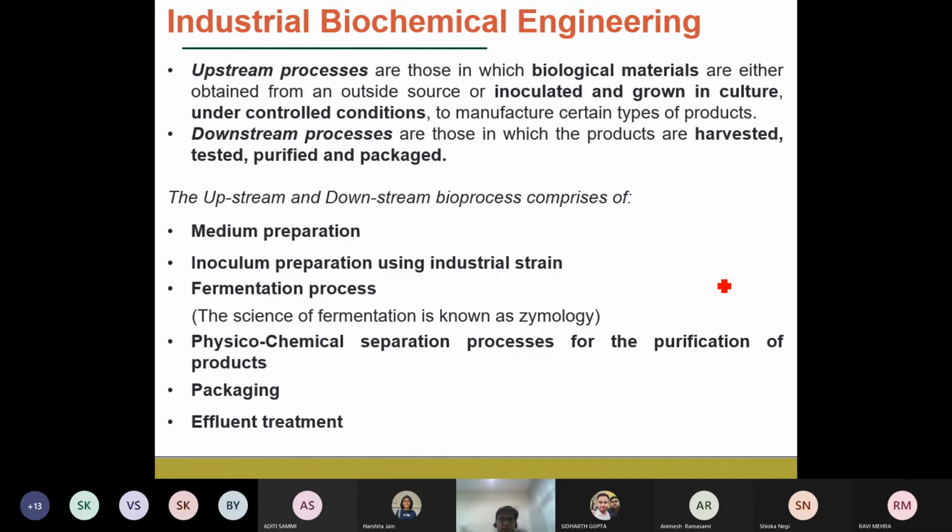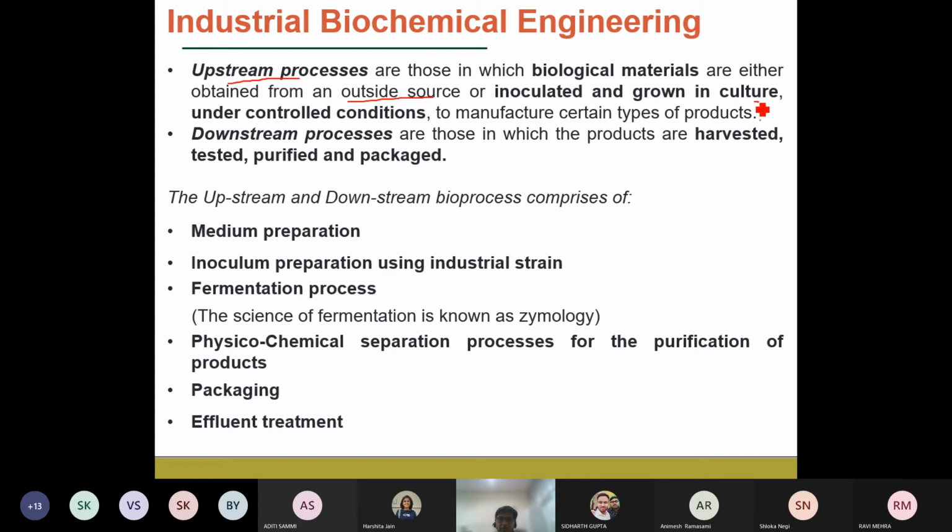So if you are asked what is the definition of the upstream and the downstream process, upstream processes are those in which the biological materials are either obtained from an outside source or inoculated and grown in the culture under controlled conditions to manufacture a certain type of product.